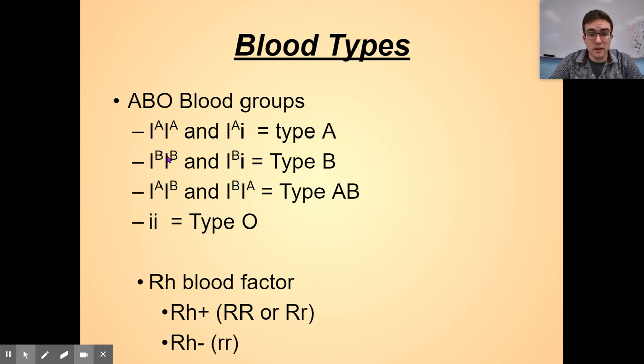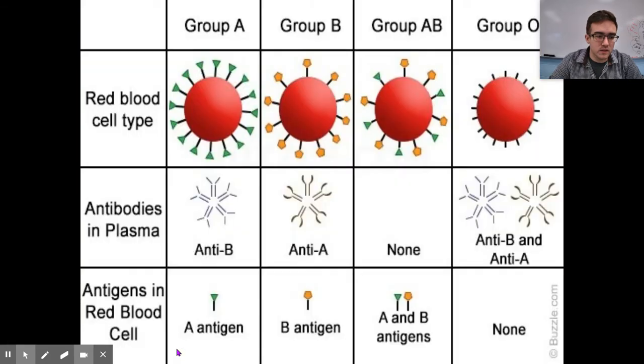The uppercase letters A and B are used because they're co-dominant to each other, so we have to express both different alleles. So for type A and type B, if you're homozygous for the A alleles or the B alleles, you're going to be that blood type. But if you have just one and then the O allele, or the lowercase i, since A and B are completely dominant over O, you're still going to be type A or type B. And for type AB, if you have A and B, you're going to be type AB because they're co-dominant to each other. We also have the Rh blood factor here. It can be Rh positive or negative, but we'll talk about that in a little bit.